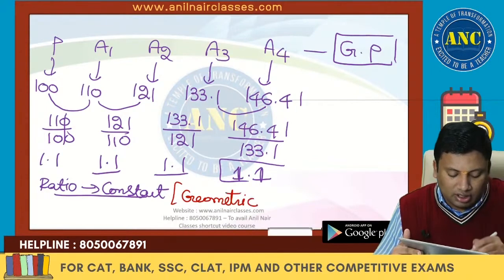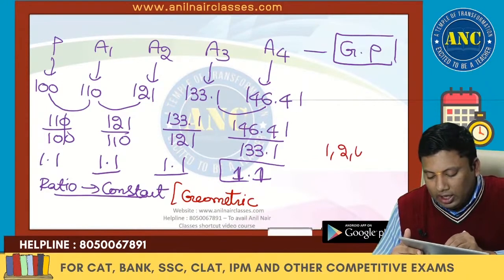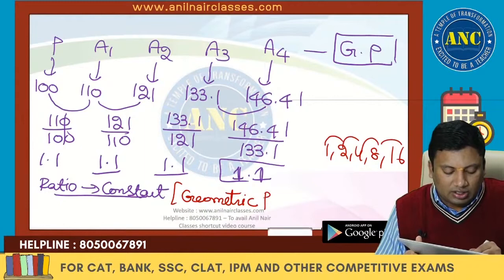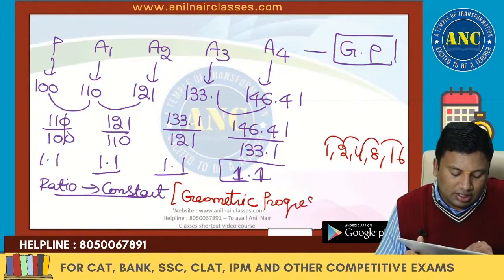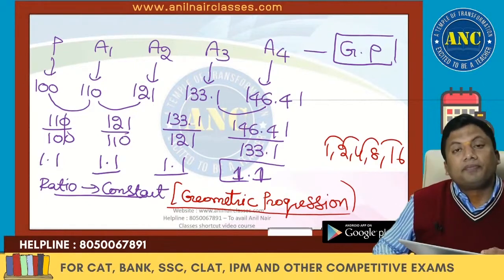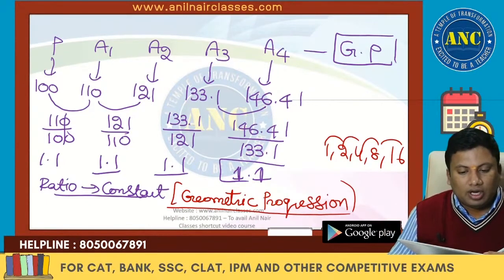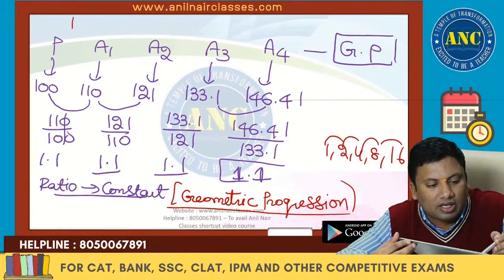Geometric progression. If 1, 2, 4, 8, 16, the ratio is constant: 2 by 1, 4 by 2, 8 by 4, 16 by 8. Extremely important: simple interest follows arithmetic progression. Compound interest follows geometric progression. Please write down these points, sir.